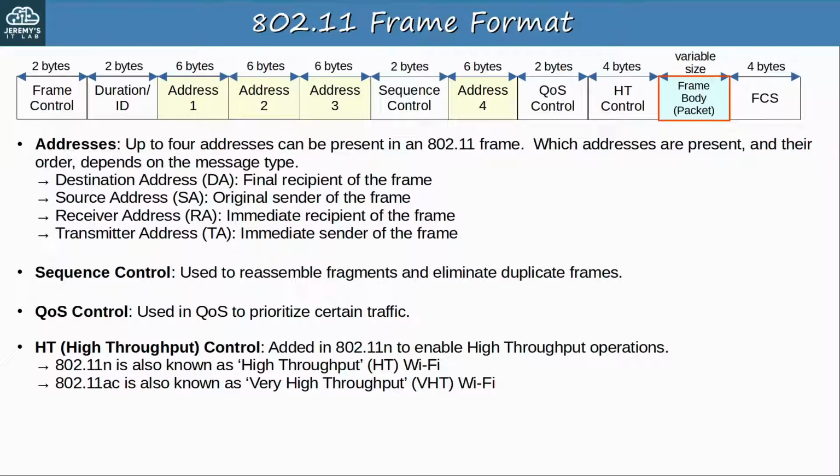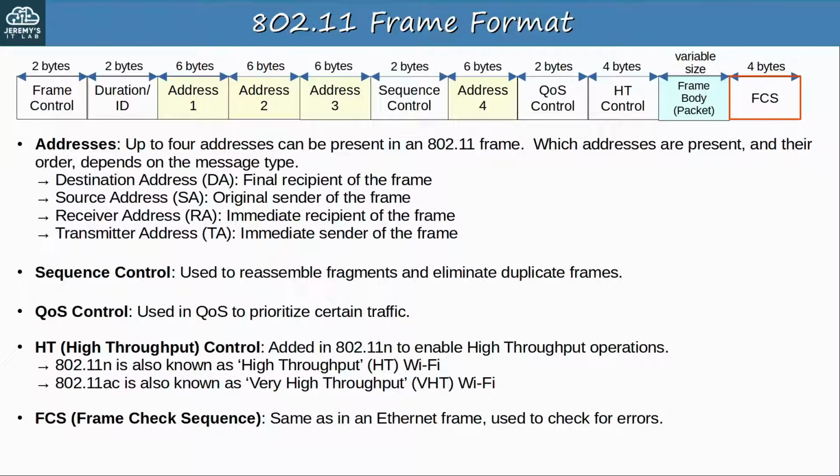So, HT control is the last field of the header, and after it is the frame body, which is the packet encapsulated within the 802.11 frame. And finally, there is the FCS, frame check sequence, in the trailer. Just like in an Ethernet frame, this is used to check for errors in the frame. And that's all for 802.11 frames.